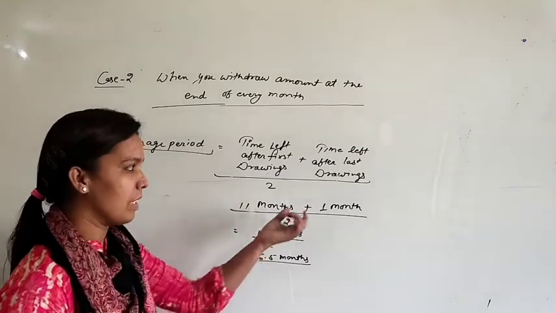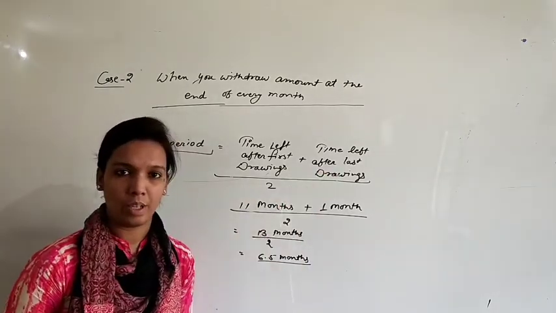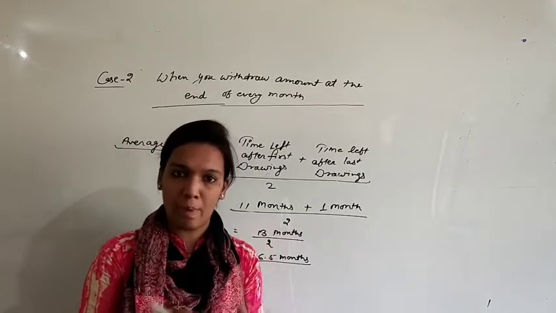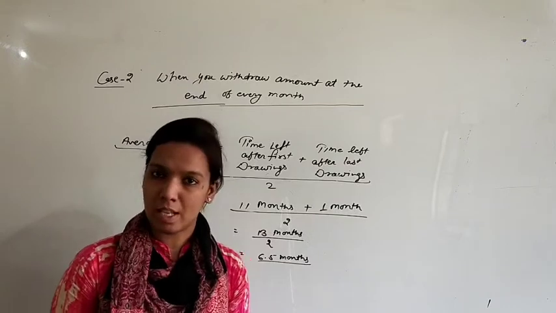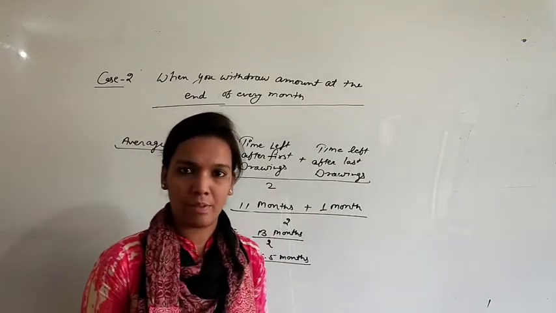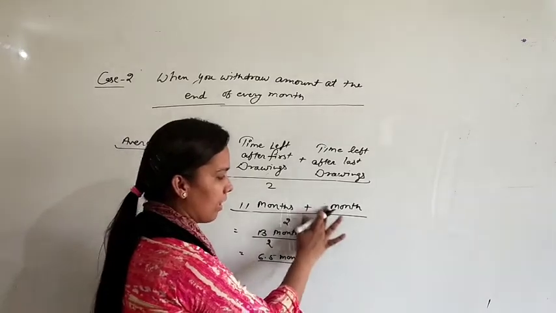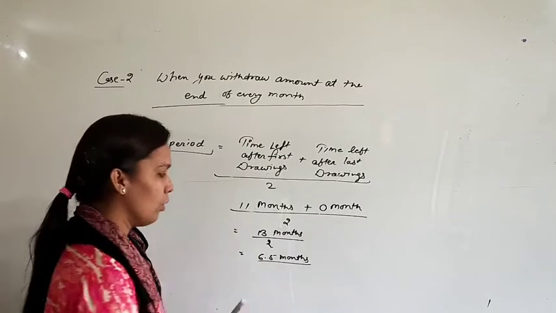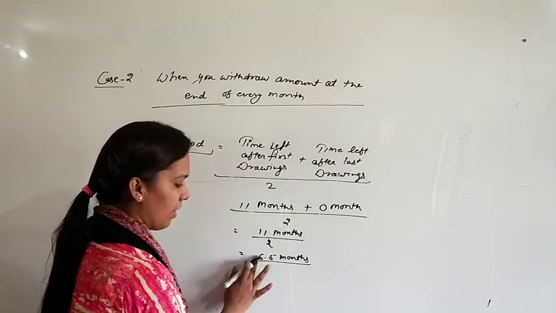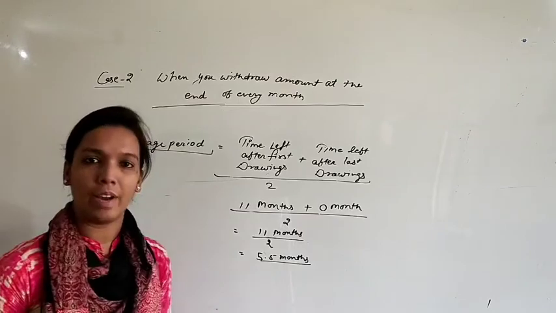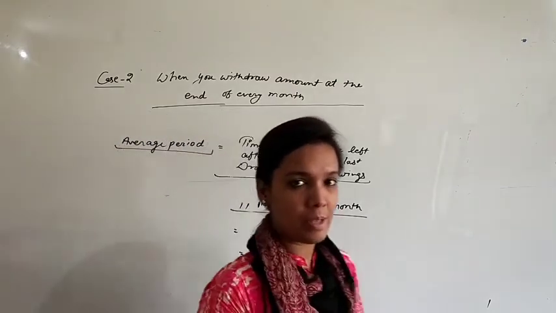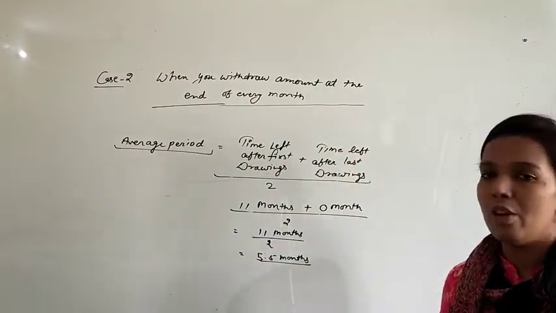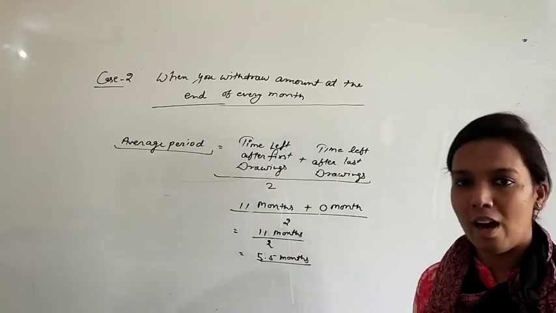The same thing, time left after last drawing. When will you do the last drawing? Your session will end in March, so on March 31st you will do the last drawing. So you don't have any time left after your last drawing, so here we will write 0. Okay, 11 plus 0 means 11 months, and 11 divided by 2 means 5.5 months. So whenever you are drawing money from the business at the end of every month, in this condition we will calculate interest for 5.5 months.